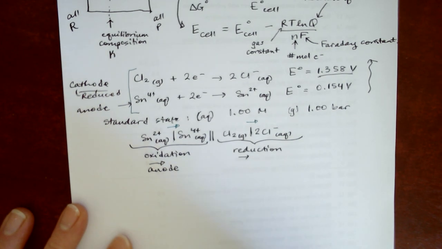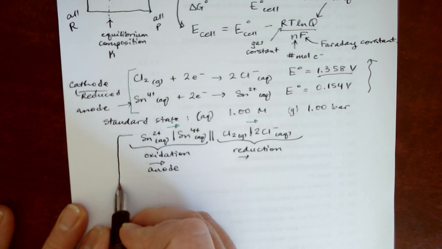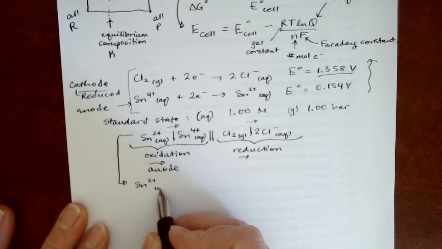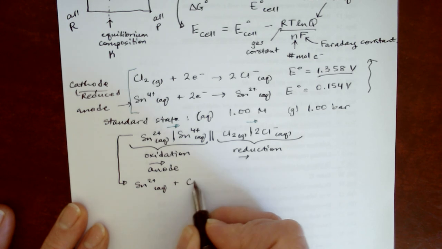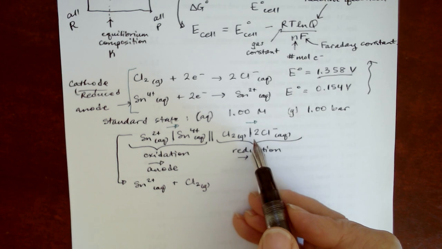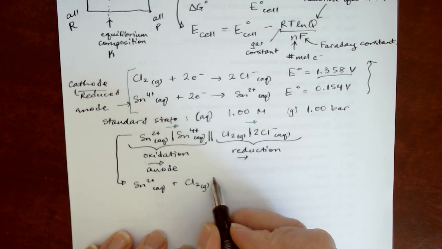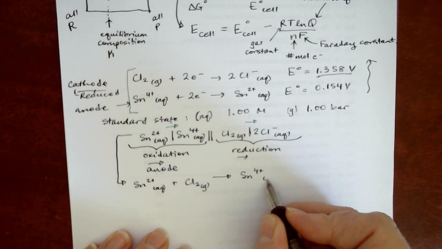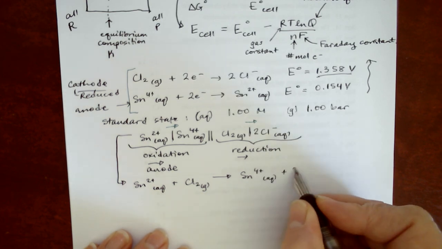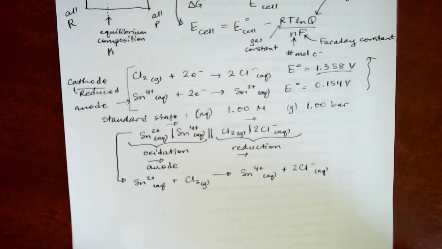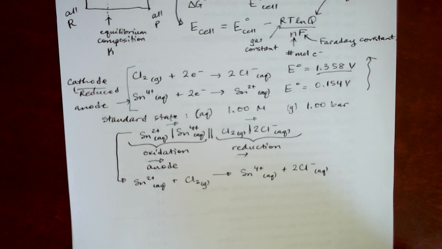So that means that when we translate this to a balanced chemical equation, we have tin as a reactant and chlorine gas as a reactant. Those are the two on the left-hand side of that arrow. And then overall, we're going to make tin 4 plus and 2 chlorides. Okay? So this is now enough information that we can write our reaction quotient expression.